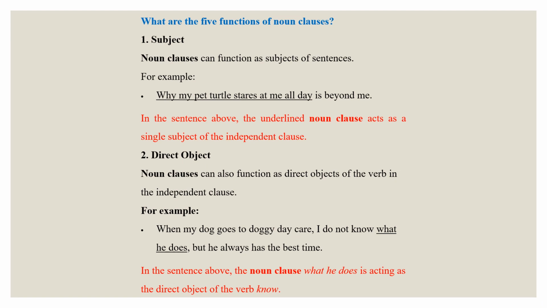Number 2. Direct object. It can also function as a direct object of the verb in the independent clause. Example, "When my dog goes to doggy daycare, I don't know what he does, but he always has the best time." In the sentence above, the noun clause "what he does" is acting as the direct object of the verb "know."